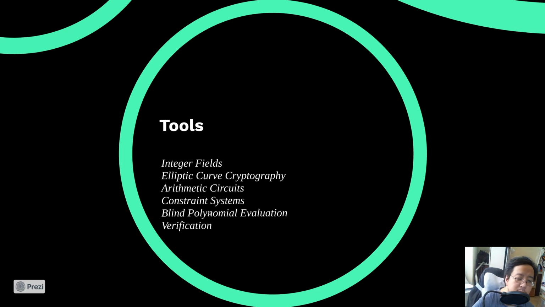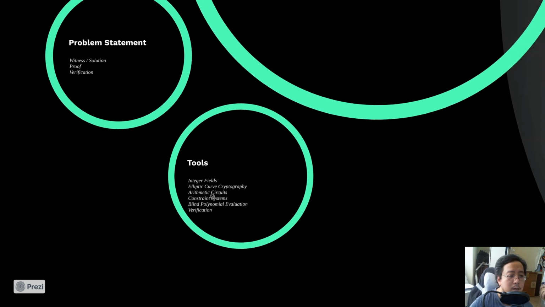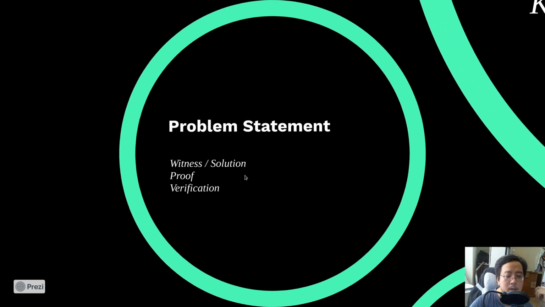And then we have these four different things, right? So the first thing here is arithmetic circuits. And of course, this is just an overview of the rest. But the idea here is that when you have the problem statement, which we said was a function, a function would be evaluated in different steps.